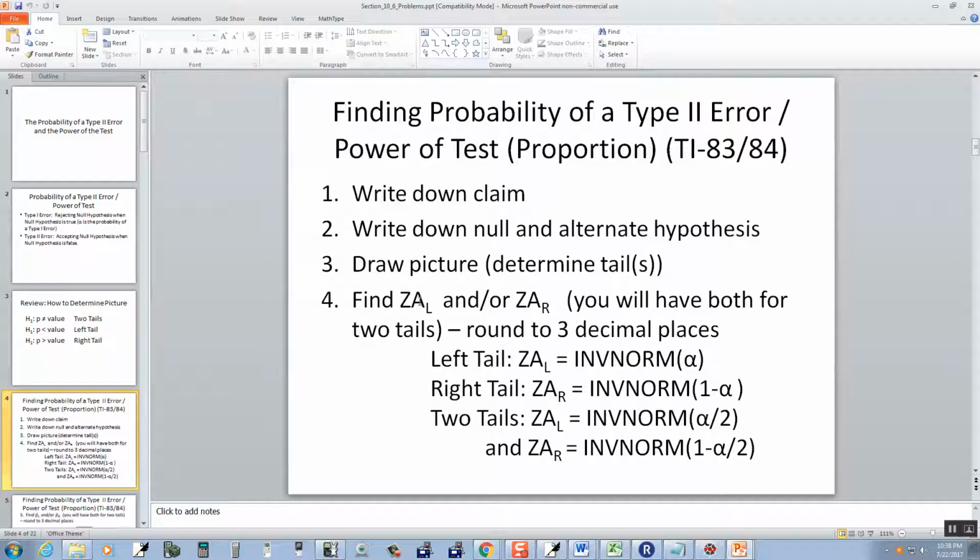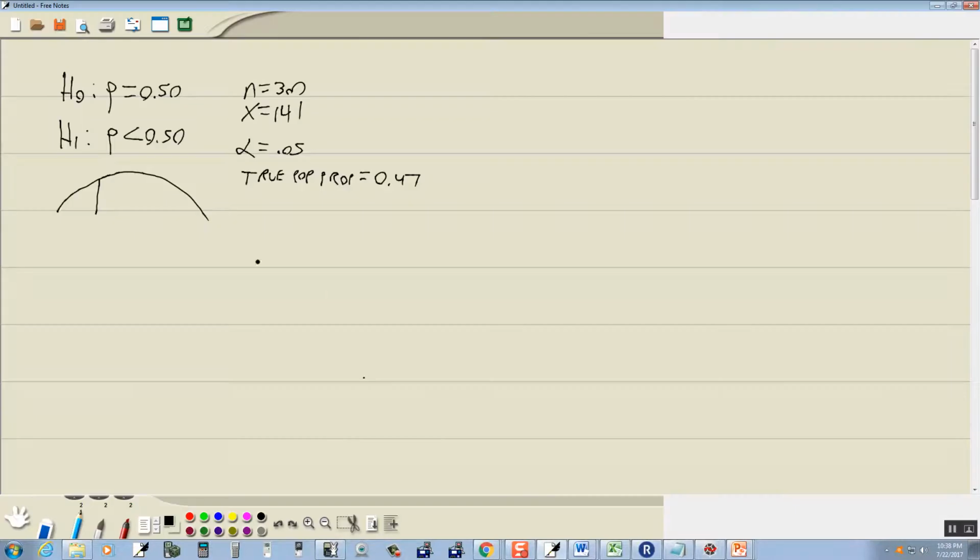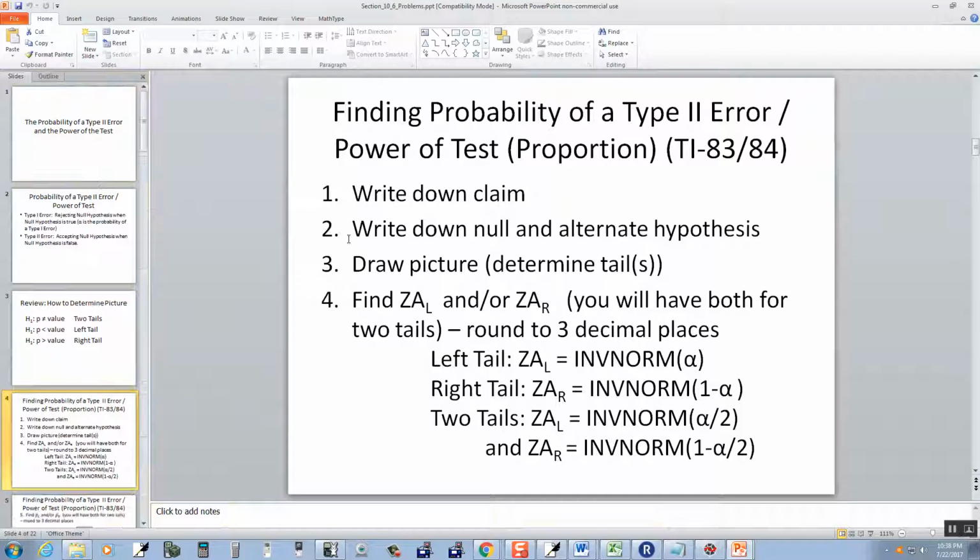Now it says find Z alpha sub L and or Z alpha sub R. If it's on the left side, it'll be a Z alpha sub L. Now the Z is our critical Z-score. But remember, on a calculator, to find critical Z-scores, it's always inv norm, and inv norm is always the area left. Okay, so it's a left tail, so this tells us do an inv norm of alpha.